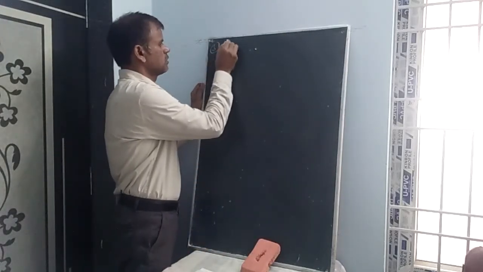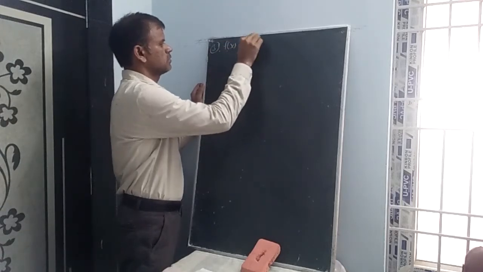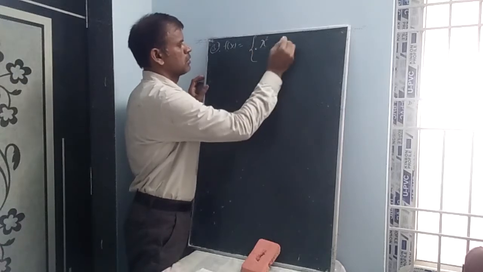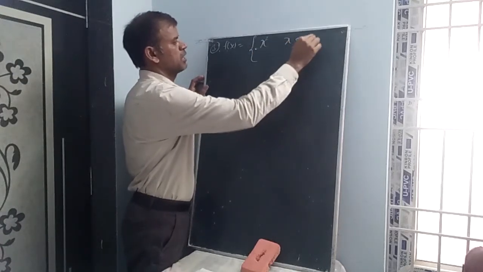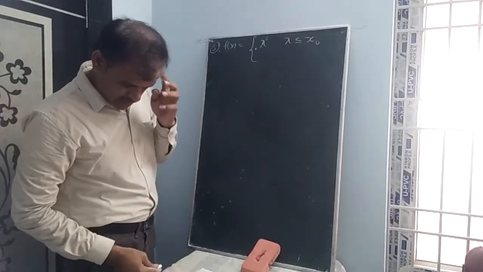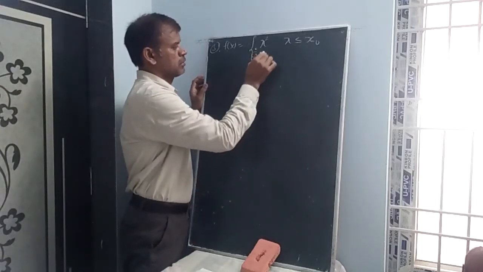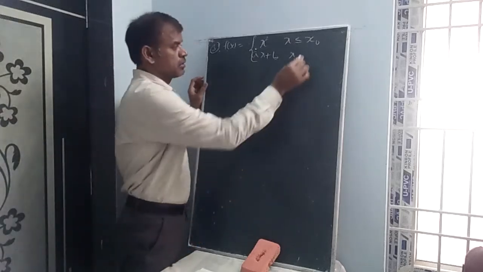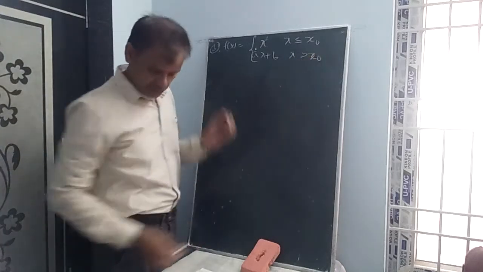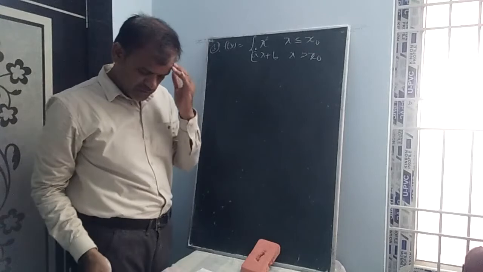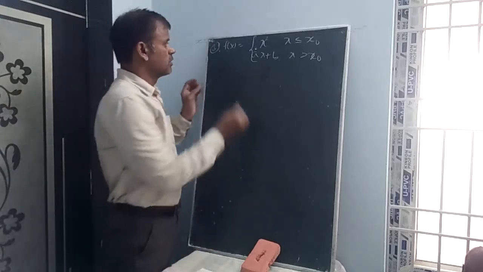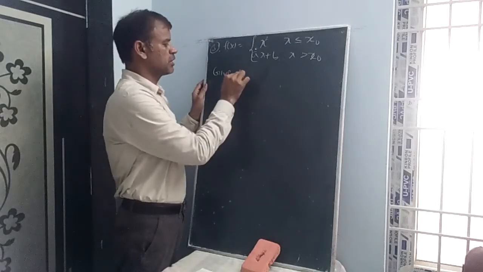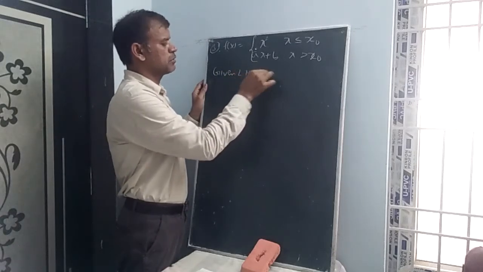See the third question. f of x is equal to x square, x lesser than or equal to x naught, and ax plus b, x greater than x naught. It is differentiable, then what is the value at x naught? Now, whenever it is given that it is differentiable, you can understand that LHD equal to RHD.